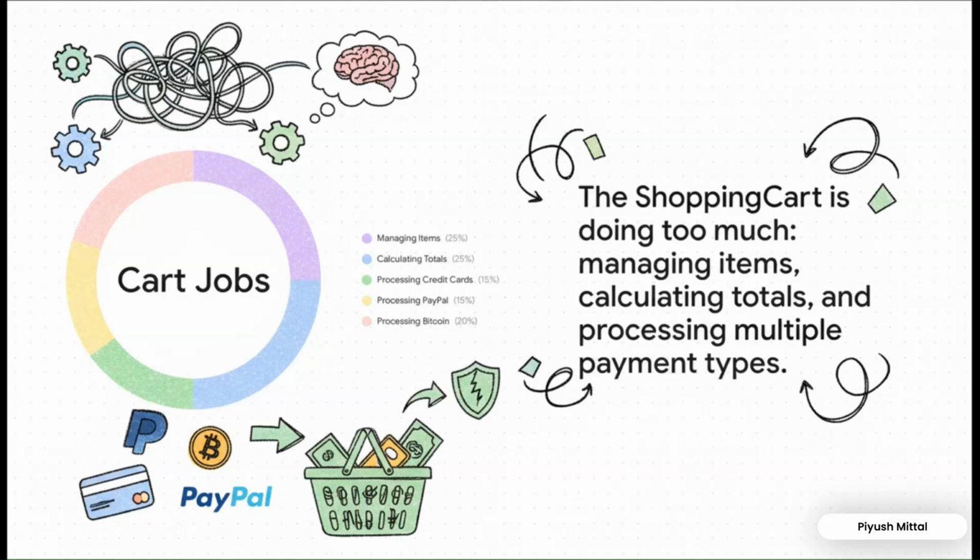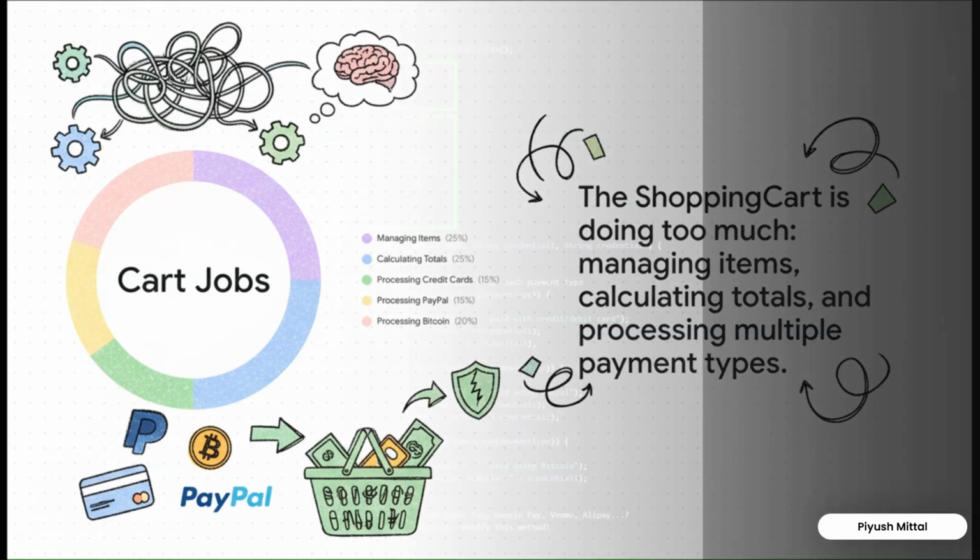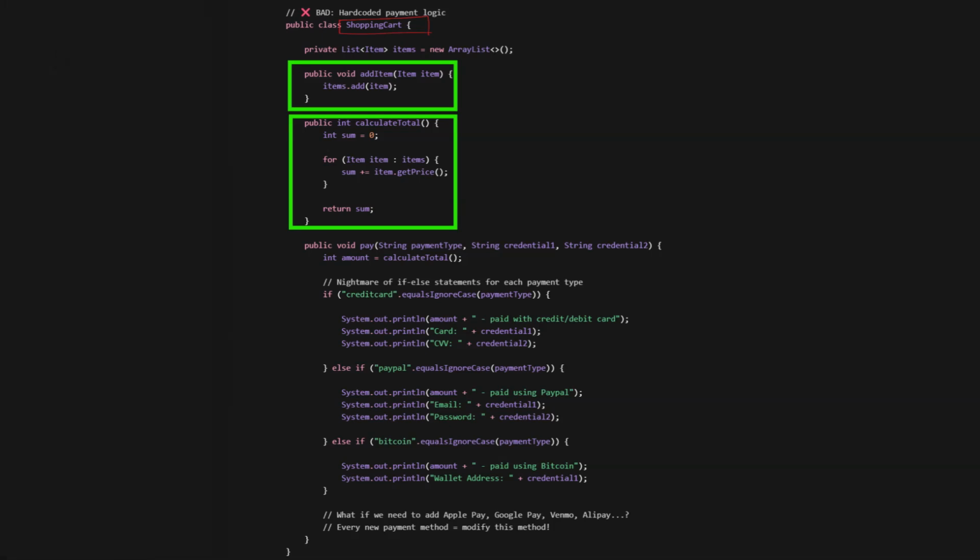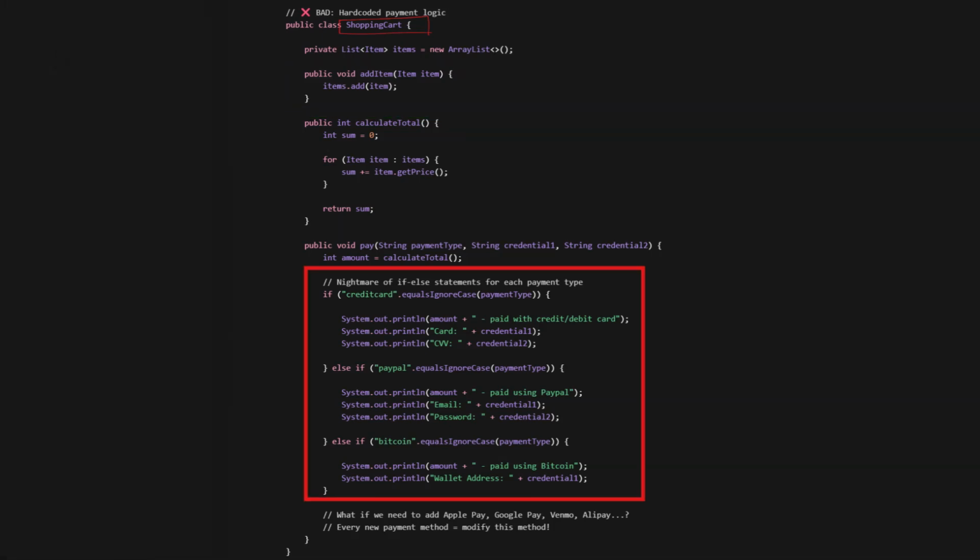And it doesn't stop there. We're also violating the single responsibility principle. A class should really only have one reason to change. But look at our shopping cart. It's supposed to manage items and calculate totals, right? But now it's also a credit card processor, a PayPal expert, and a Bitcoin wallet. It's doing way too many jobs, which makes it complicated, fragile, and a total nightmare to test.